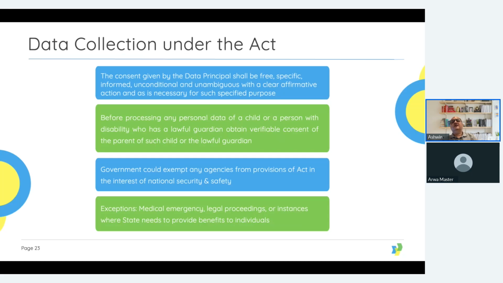So the consent for data collection is one of the primary aspects. It talks about the consent given by the data principal shall be free, specific, informed, unconditional, and unambiguous, with clear affirmative action and as is necessary for each specified purpose. This is the most important thing. And if there's a child or a disabled person, they will need a guardian's consent. And government can exempt any agencies from the Act. And of course, there are exceptions in case of medical.